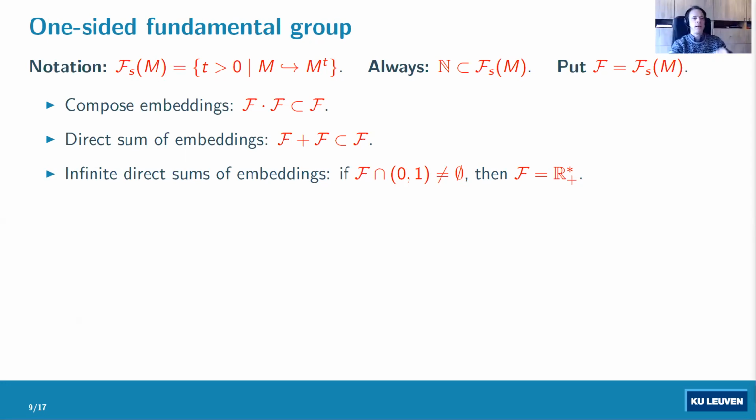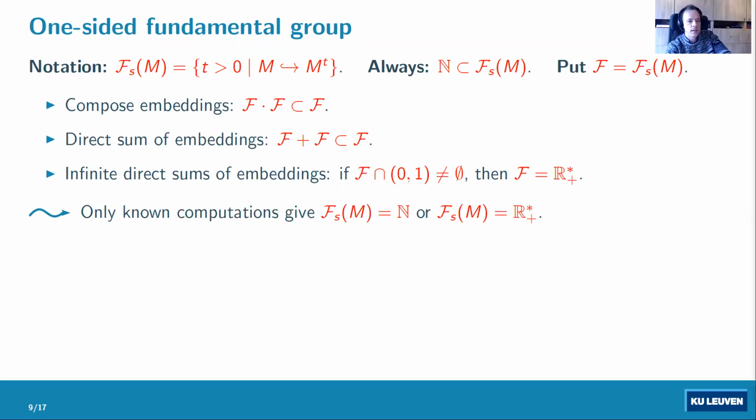I can compose two embeddings, and therefore F is closed under multiplication. But now I have extra liberty. I can take the direct sum of two embeddings, so F is closed under addition. I can also take infinite direct sums. So once F intersects with the interval (0,1), then by composition, I can get arbitrarily small numbers in F. And with infinite direct sums, I can thus make everything. Okay, these are obvious restrictions. Now, actually, the only known computations where you can really determine for a given II_1 factor how this looks like, it's either the minimal thing or everything.